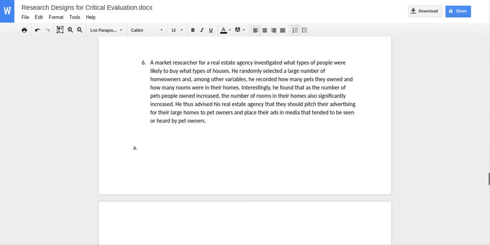Number 6, a market researcher for a real estate agency investigated what types of people were likely to buy what types of houses. He randomly selected a large number of homeowners, and among other variables, he recorded how many pets they owned and how many rooms were in their homes. Interestingly, he found that as the number of pets people owned increased, the number of rooms in their homes also significantly increased. He thus advised his real estate agency that they should pitch their advertising for their larger homes to pet owners and place ads in media that tended to be seen or heard by pet owners.